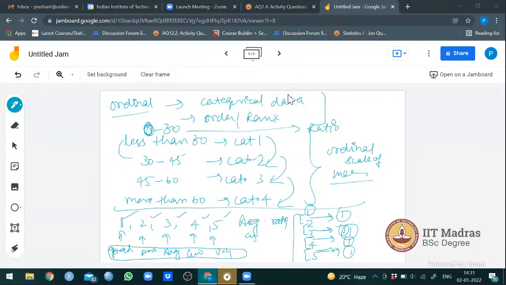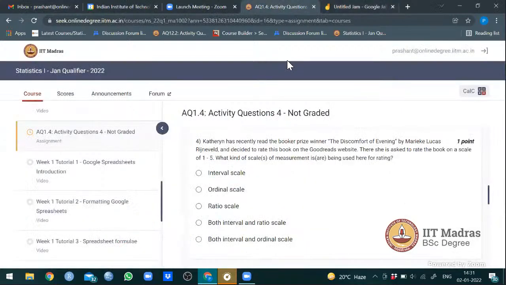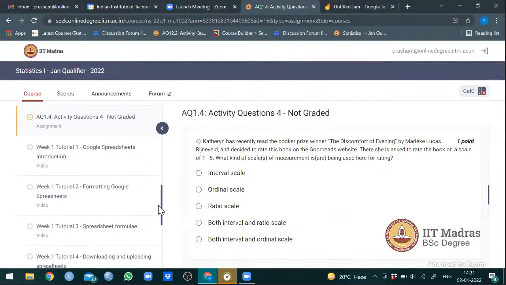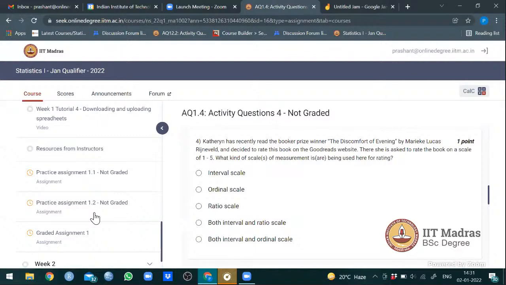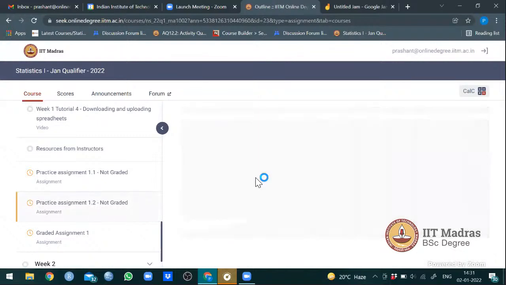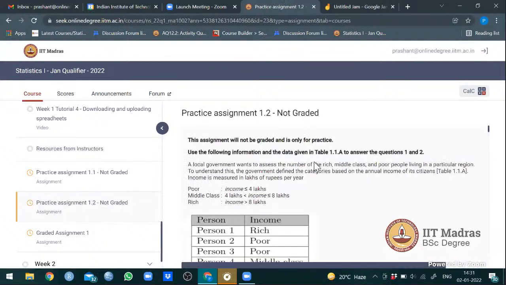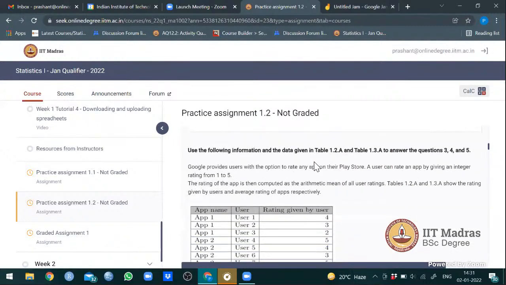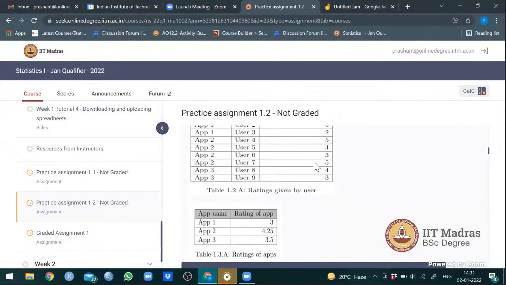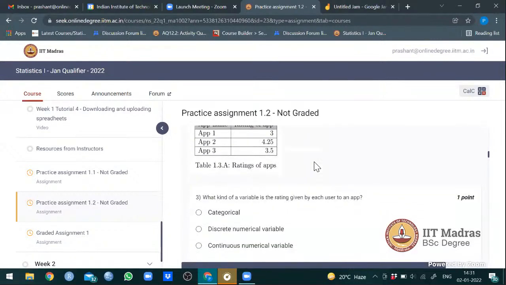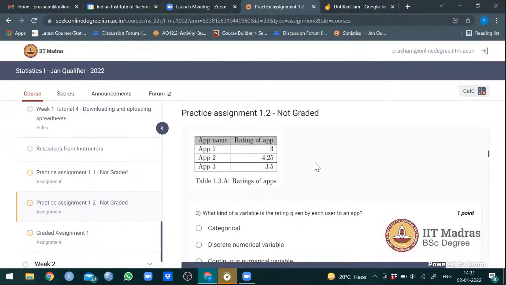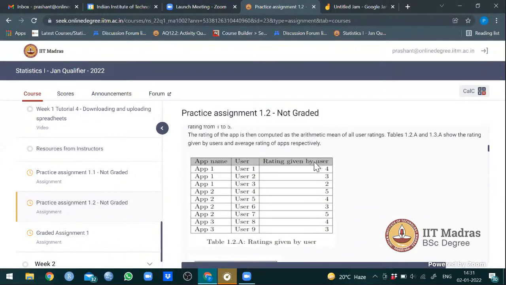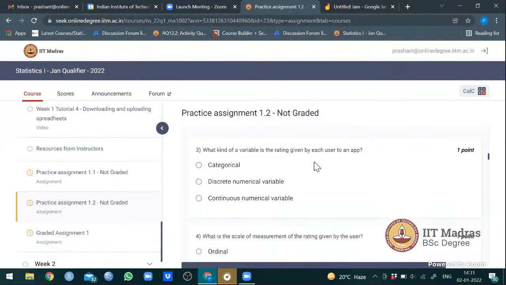Sir, I have one more question. Practice assignment 1.2, question number 3. This is the last one. Okay, fine. This one, right? Yeah. What kind of variable is the rating given by each user to an app? Yeah, it's a discrete numerical.